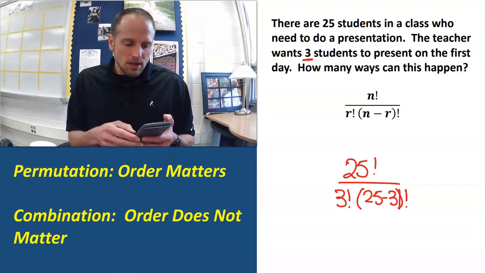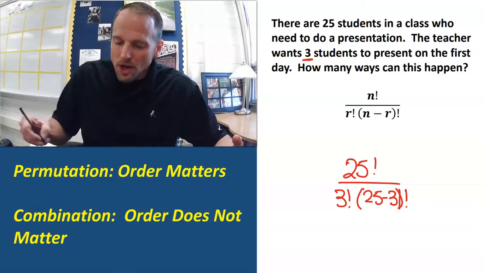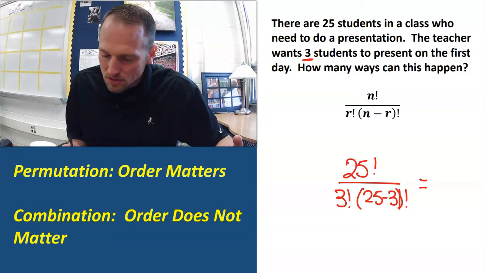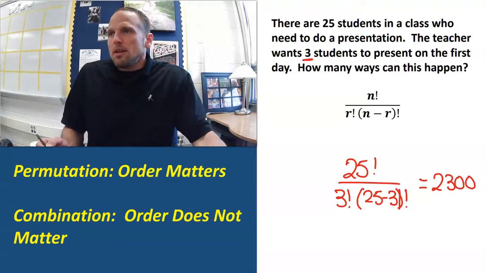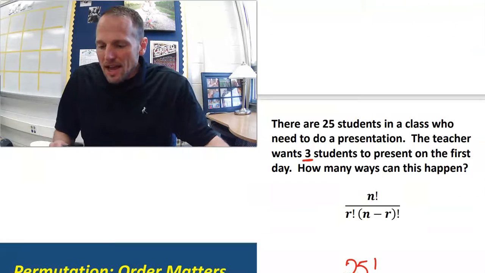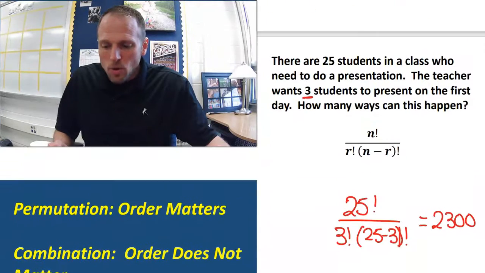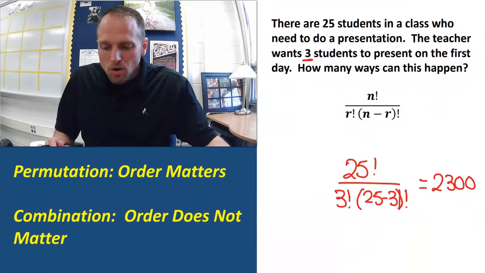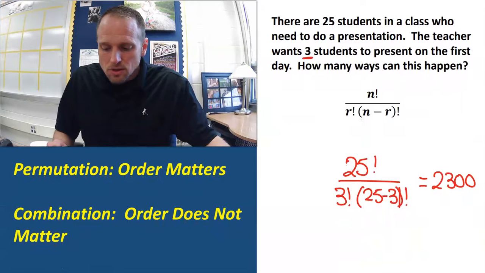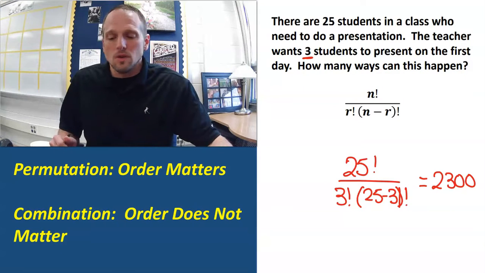And when we do this, my calculator gave me an error. Now let's get it. There we go. 2,300 different ways. Wow. That was very similar to the last problem we had, but last problem it was 13,800 when order mattered. Now when order doesn't matter, we're all the way down to only 2,300 different ways that we could do this.